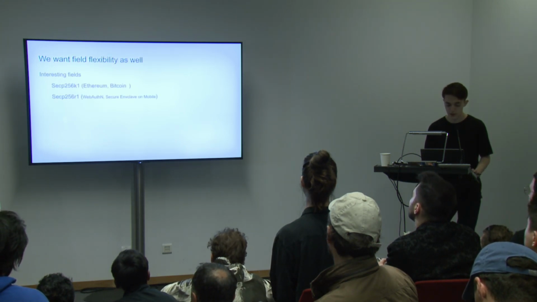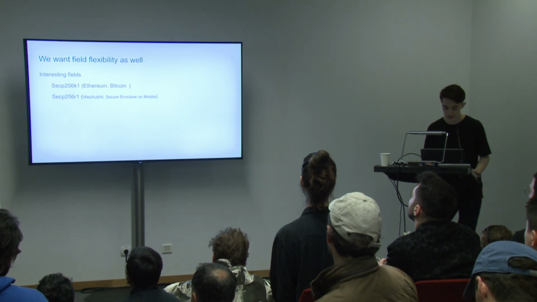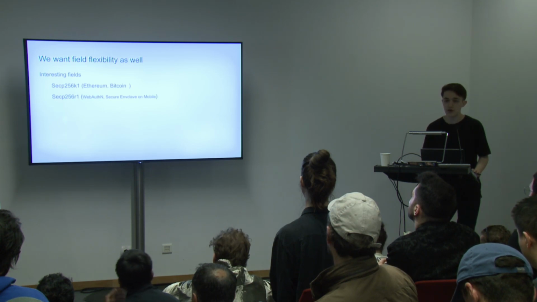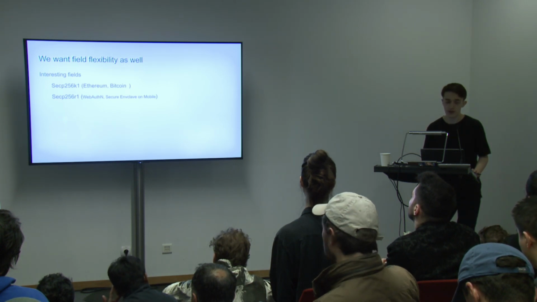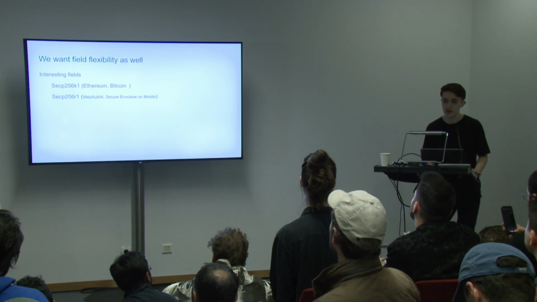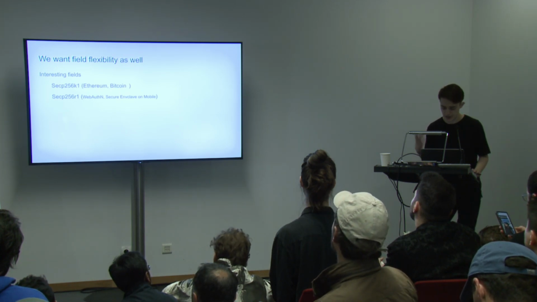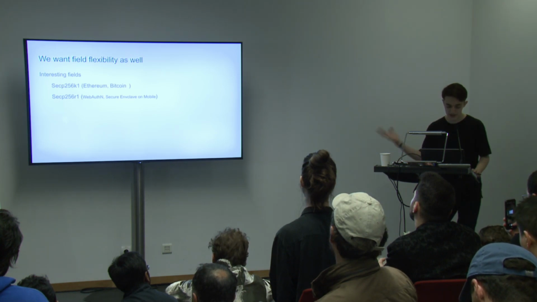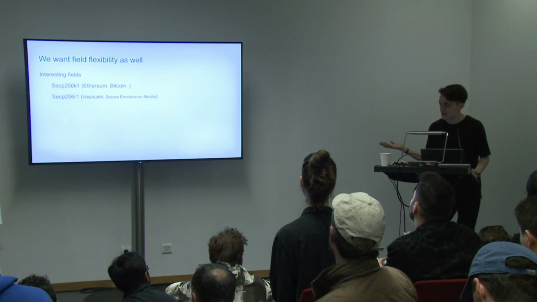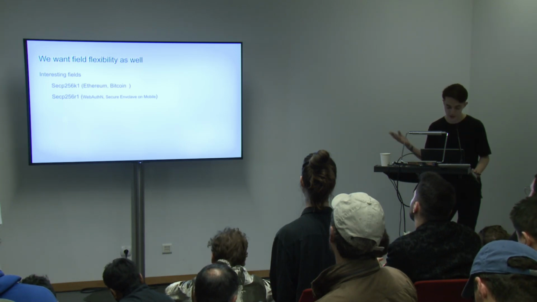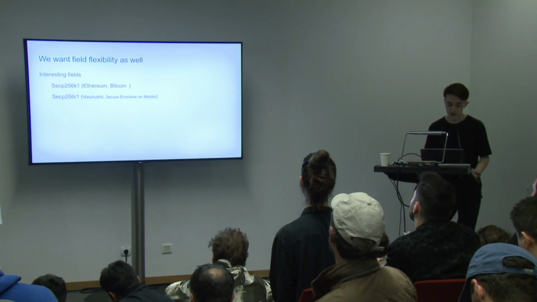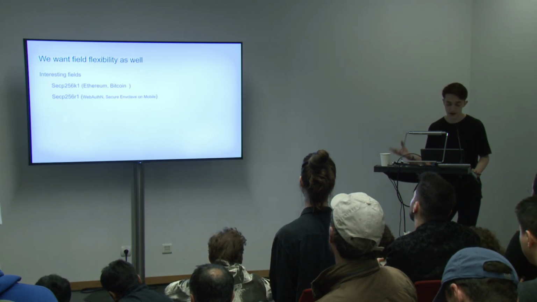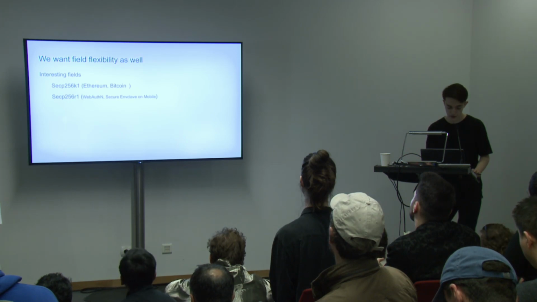We also want field flexibility. In zero-knowledge proving systems, we often need to do wrong-field arithmetic when we are working on curves like BN254 or BLS12-381. But existing systems use curves like secp256k1 or secp256r1, and we want to encode operations in these fields natively. So we want to do native-field arithmetic using these curves.